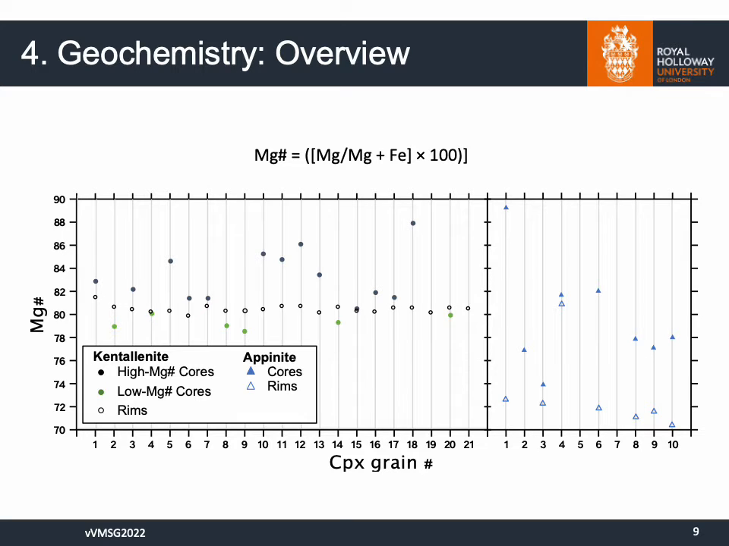And this Mg number is valuable because a shift to a lower value generally corresponds with crystallisation towards a more evolved felsic melt. On the left partition of the graph, we can see the Kentallenite clinopyroxene core compositions vary, but all have rim compositions around 80, implying mixing of high and low Mg number cores towards a common melt composition. The decreasing trend of Mg number from core to rim in the Appinite is more consistent with fractional crystallisation.